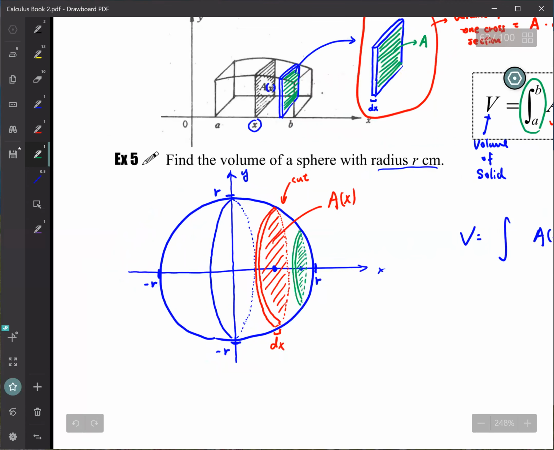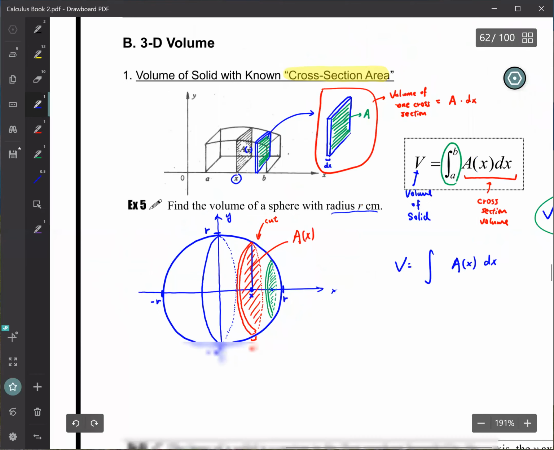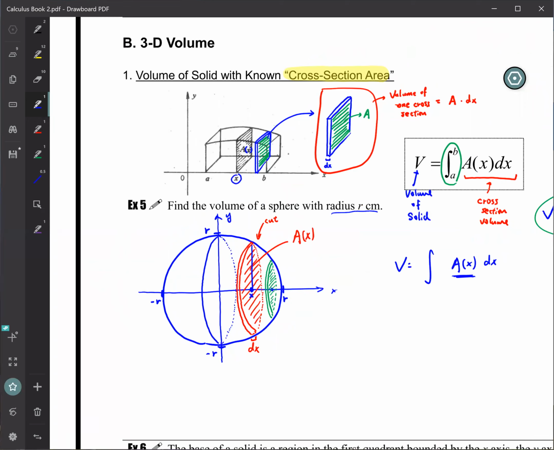So because it depends on the x, I will put the x where the red is touching the x-axis. And then the red one also has a radius of its own, right? Radius will be here. So the goal here is to try to find the area, right? The A is the area of the red part.